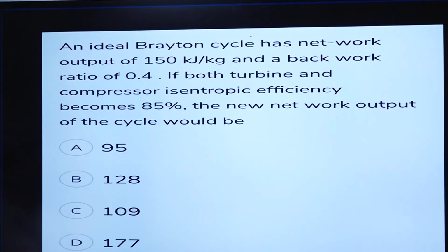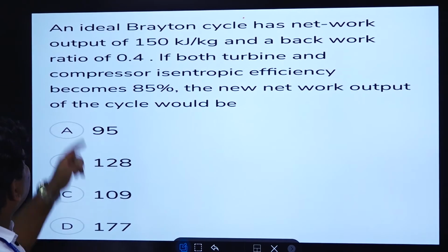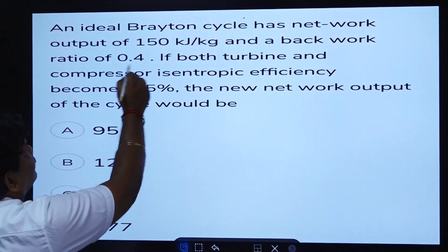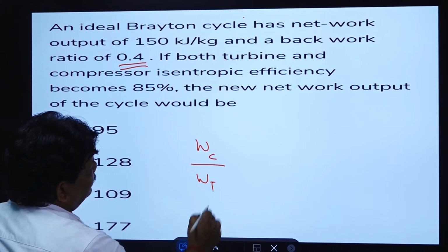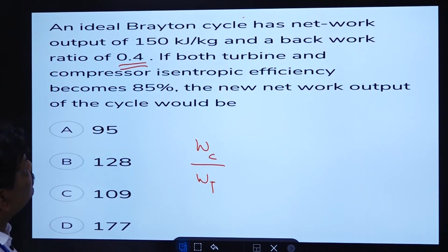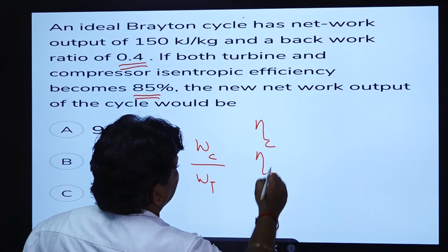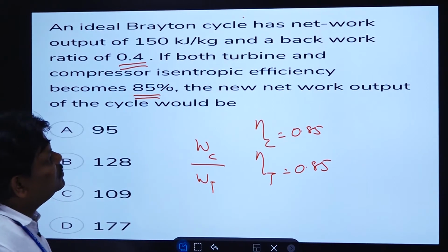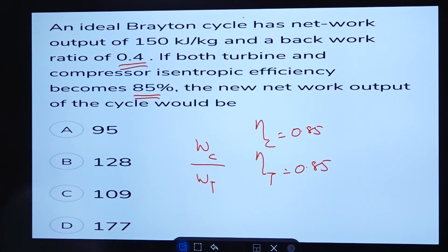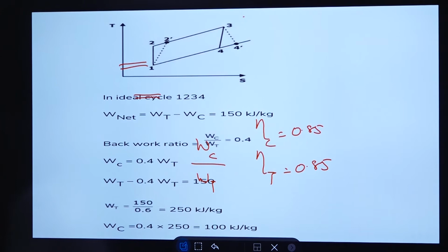And the next one is, an ideal Brayton cycle has a net work output of 150 kilojoule per kilogram and a back work ratio is given to you. This is not the work ratio, it is the back work ratio, that is WC by WT. If both turbine and compressor isentropic efficiency become 85%, so eta C and eta T are 0.85, what is the new net work output of the cycle?